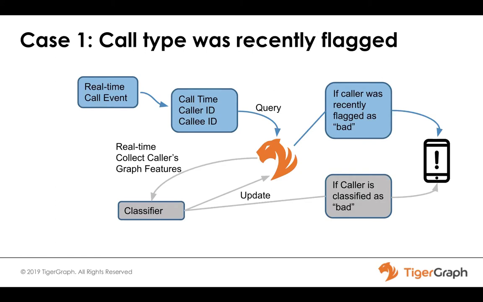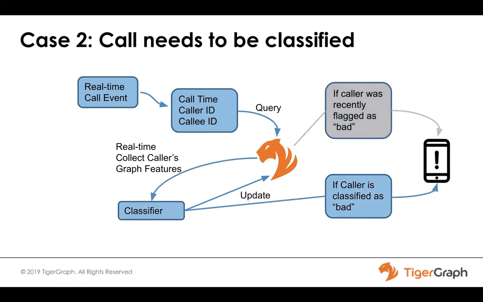fraud phone. In case two, if this call still needs to be classified, it will go through the real-time collection of the caller's graph features and go into the classifier, and classify the caller as bad and show up on your mobile phone that it's a fraud call. And of course, at the same time, we'll also update the graph database.